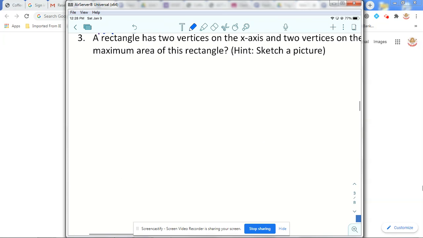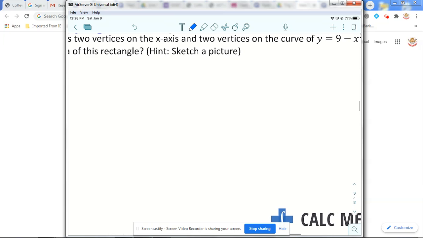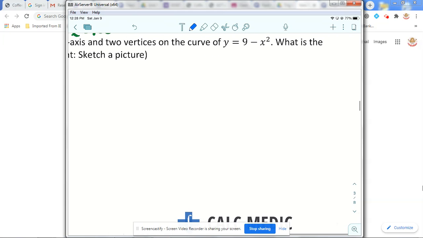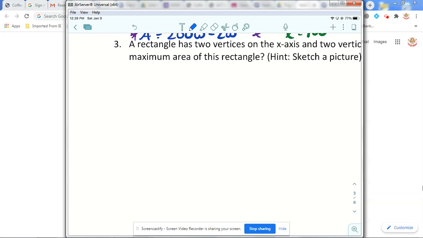All right, this one is a little more abstract and not as contextual, but we have a rectangle that has 2 vertices on the x-axis and 2 vertices on the curve 9 minus x squared. We want to know the maximum area of this rectangle. We are going to do a diagram. So we know what this graph looks like: a parabola opening downward, shifted up 9. It is symmetric about the y-axis.